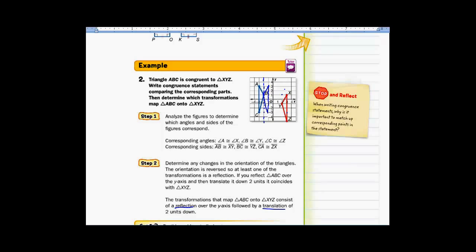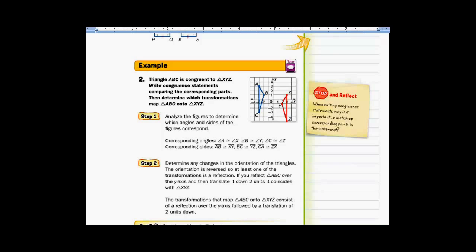They suggest doing it over the y-axis, and that would be 1, 2, 3, 4, 5, 6. So they suggest not doing it over that, which I just erased the whole part there. That's all right. And then they just want you to translate it down into its spot, 2 units down. Okay, so that's what they talk about. Doesn't matter whichever way you want to do it, just realize that it's a reflection and a translation.